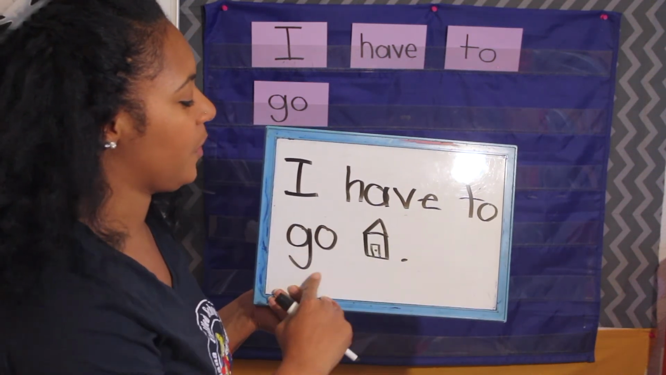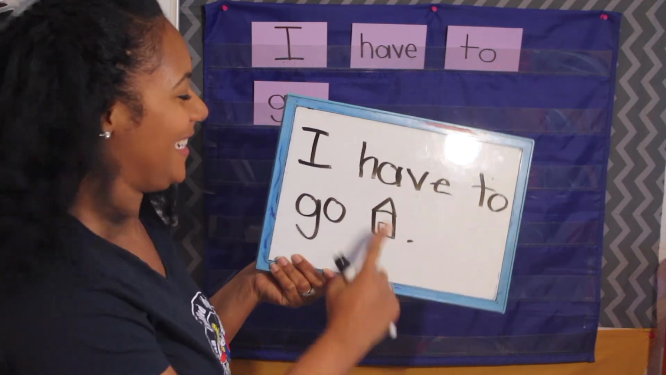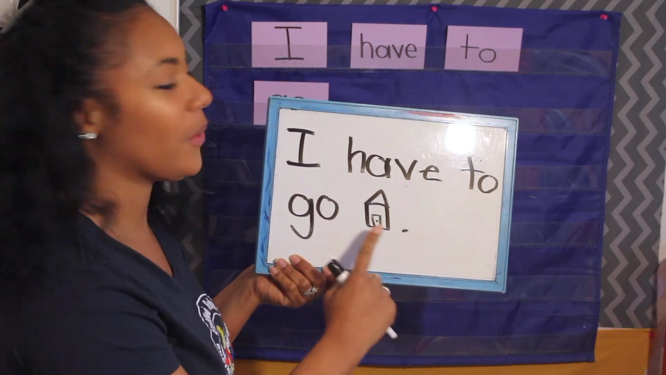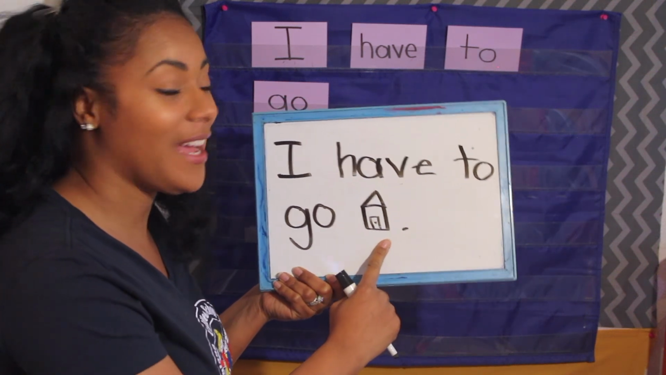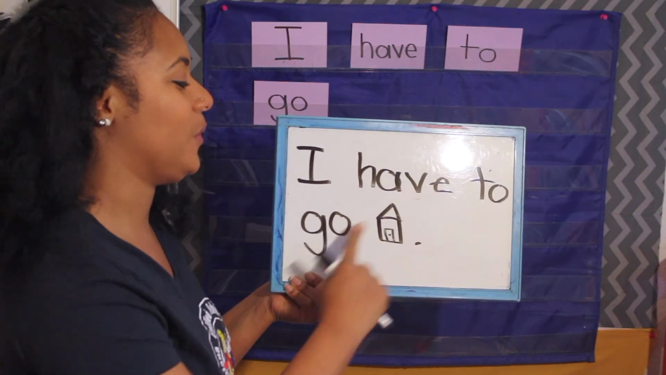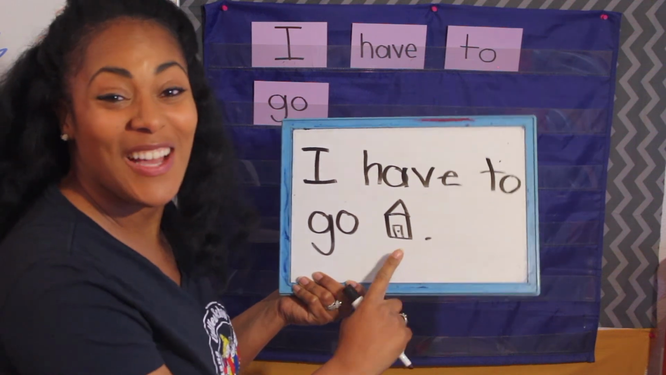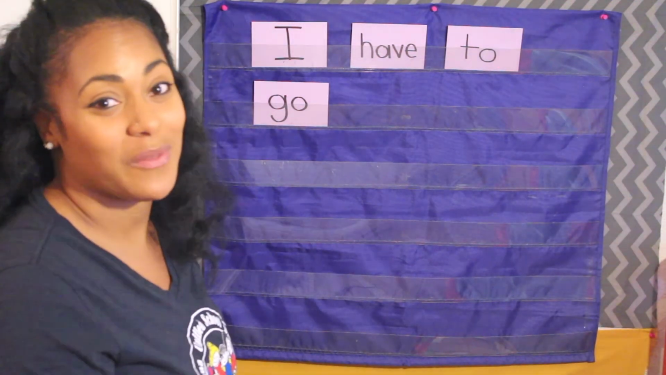I have to go home. Let's read that again. I have to go home. And one more time. I have to go home. Good job. Keep making sentences with the words that we've learned so far.